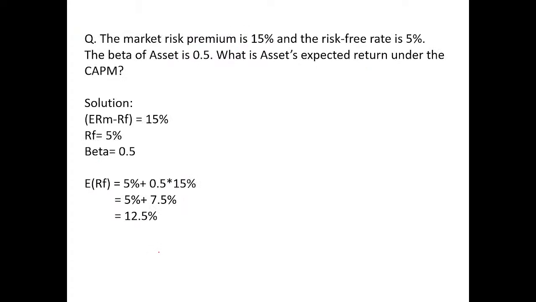The market risk premium is 15% and the risk-free rate is 5%. The beta of the asset is 0.5. What is the asset's expected return under the CAPM? So, the risk premium, which I already explained to you, ERM minus RF, is given to be 15%, RF is 5%, and beta is 0.5. We will put these figures in the formula and we will get the expected return as 12.5%.